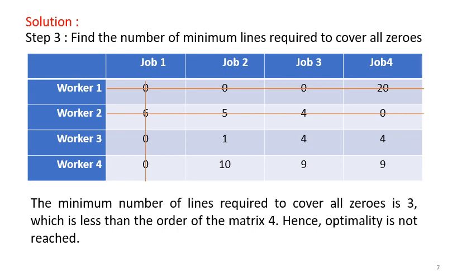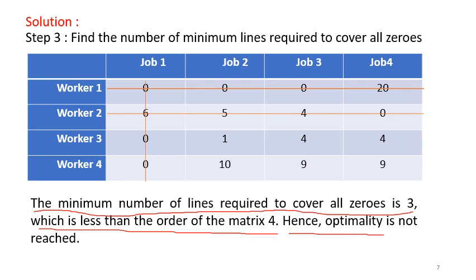So the minimum number of lines required to cover all the zeros here is 3, which is less than the order of the matrix. The order of the matrix was 4, the number of rows or columns, and the minimum number of lines required to cover all zeros is 3. So optimality is not reached. Even though we could cover all the zeros by 4, there was a possibility of covering all zeros by 3. So you have to consider the minimum possible number of lines. So 3 is possible, so you have to cover all the zeros by 3, not 4 lines.